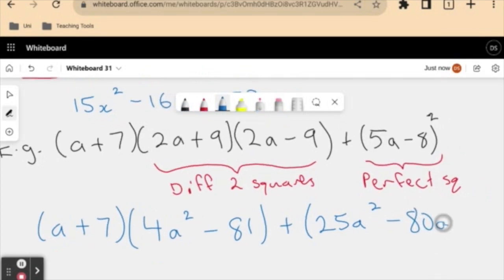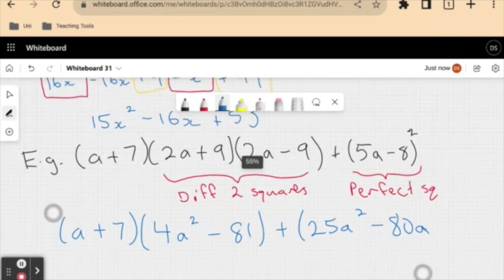That's a shocking a. There we go. And we're also going to have our final term squared. So negative 8 squared will give us positive 64. Cool. So you can see where this gets a bit tricky because we're not done yet, right?